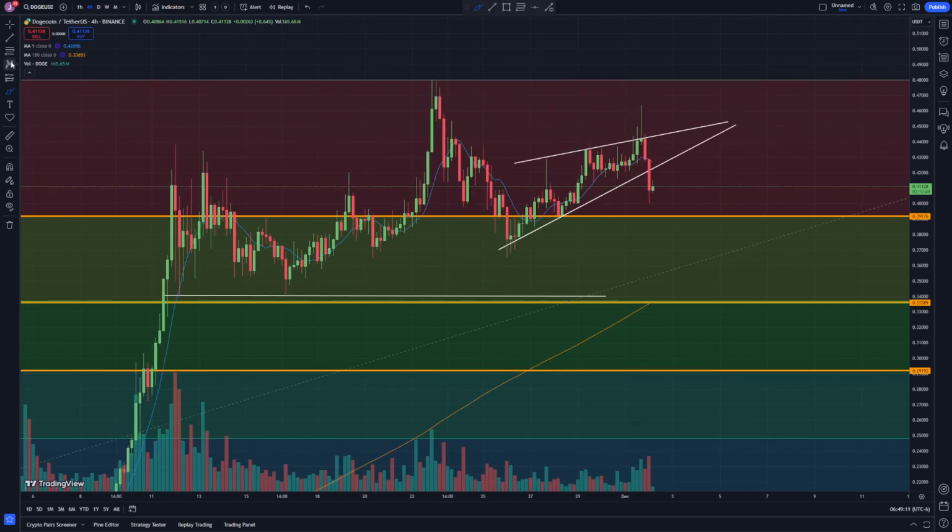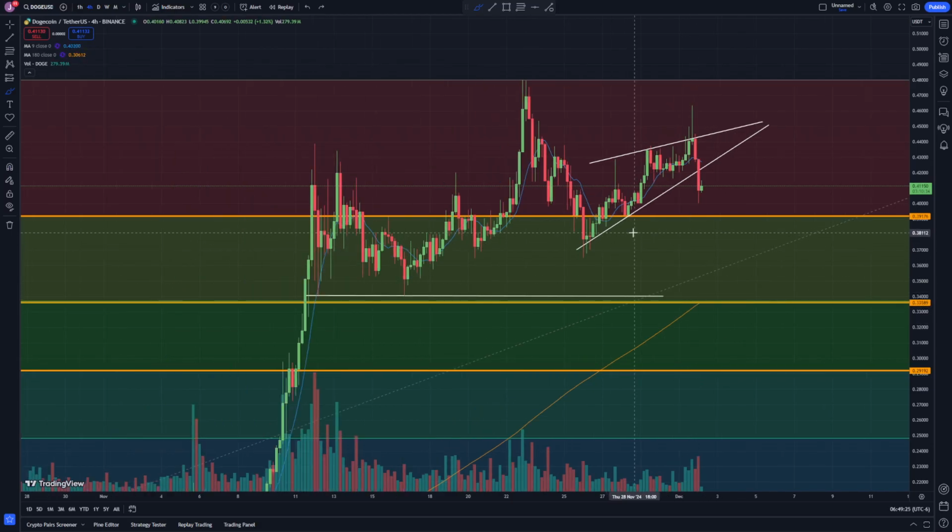Like I said, we broke support right here. It looks like we're heading down. Those are the next spots that I'm looking at as we move down using the Fibonacci retracement tool. That's mostly it, I guess.